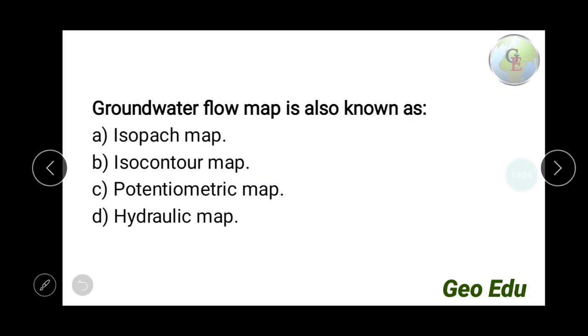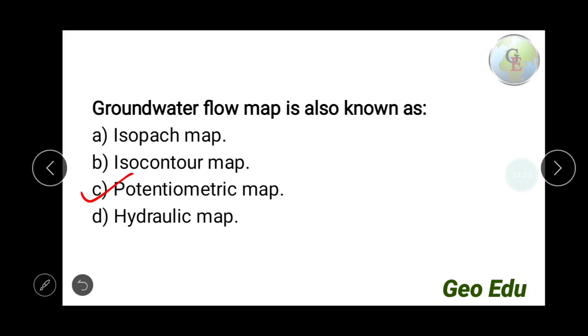Groundwater flow map is also known as option A, isopac map, option B, isocontour map, option C, potentiometric map, and option D, hydraulic map. So what are these types of maps? Here the answer will be C, that is potentiometric map.